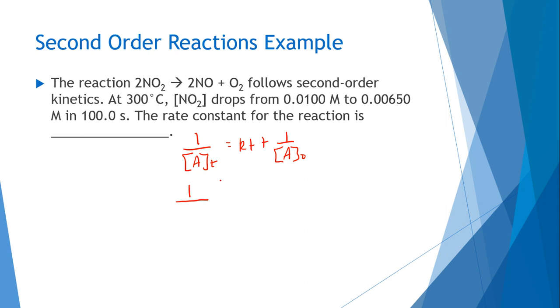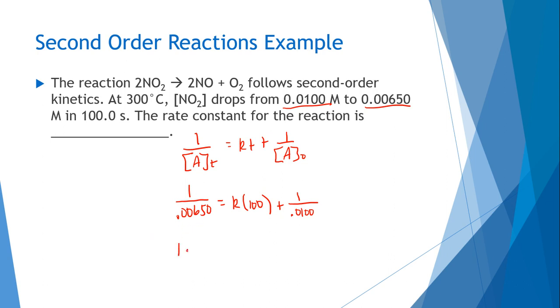So we have 1 divided by our final, which we're going to plug in as 0.00650 because that's what it went to. This is going to equal our K that we're trying to find. Here, my time is going to be 100 because I have 100 seconds, plus 1 divided by my initial concentration, which we see here as 0.0100. Here, you're going to go ahead and plug into your calculator and consolidate terms.